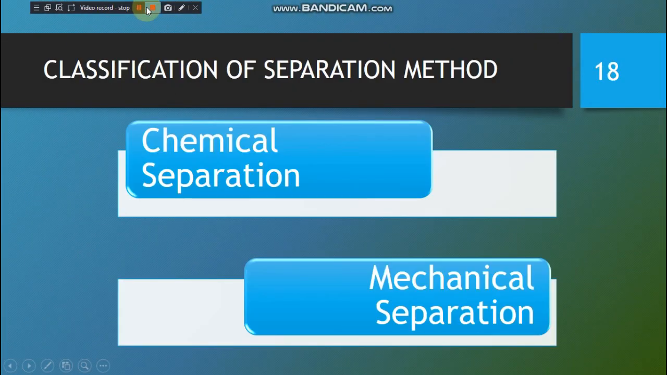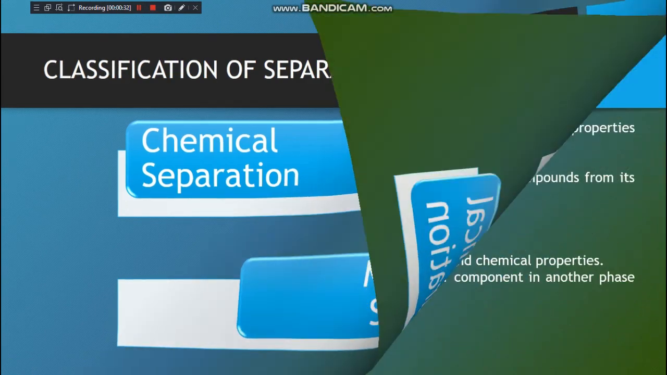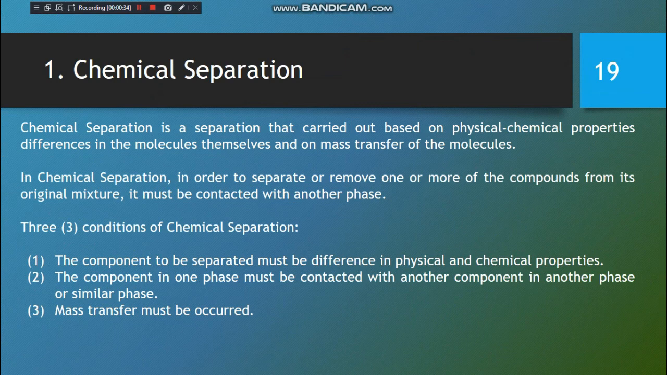Okay, so for the classification of separation methods, the separation process can generally be divided into two types, which are chemical separation and mechanical separation. The respective definitions of these two methods, as well as examples of methods under chemical separation and mechanical separation, will be shown later in the slides. Okay, so we move to chemical separation first.